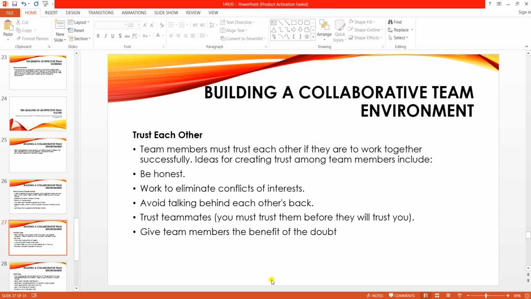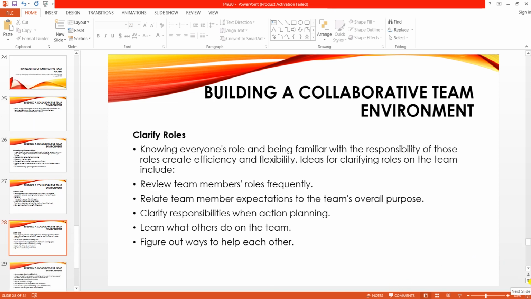You need to be honest all the time. When there's something that you're not happy with, you need to communicate with that certain individual and make that individual aware of how maybe they address or talk to you. Those are important elements. And also, we need to look at clarifying roles. Knowing everyone's role and being familiar with the responsibility of those roles create efficiency and flexibility.